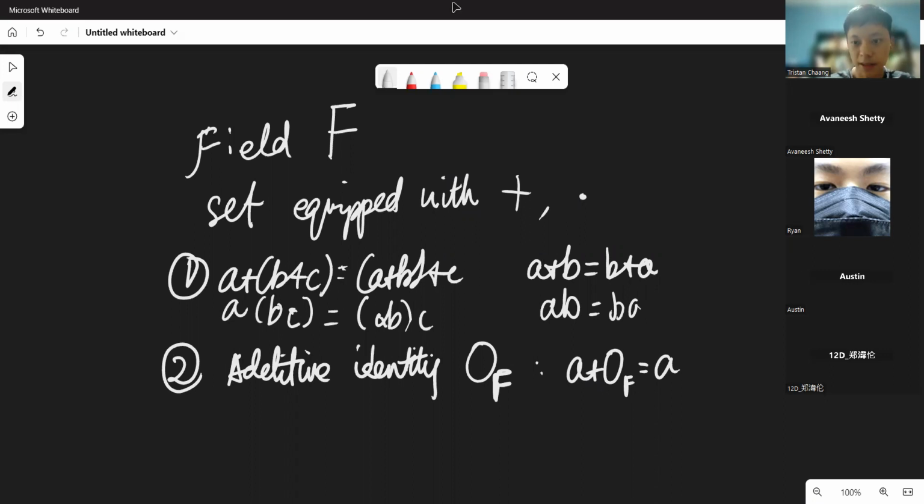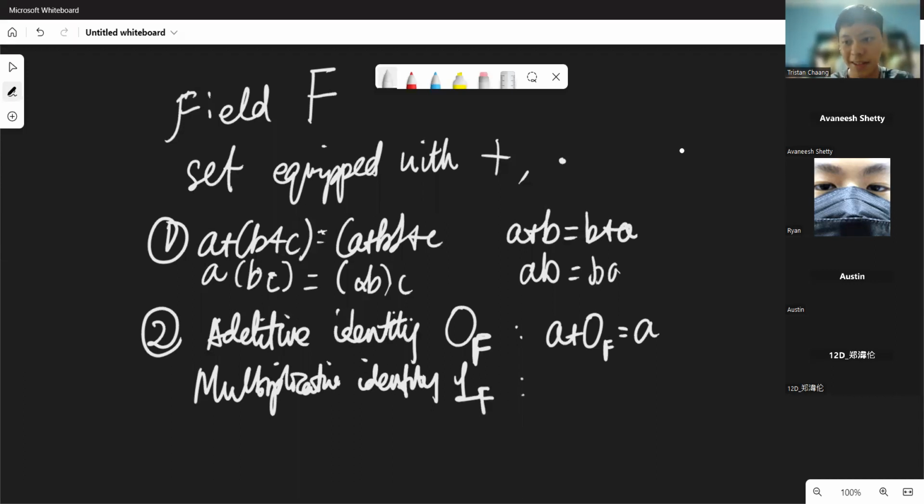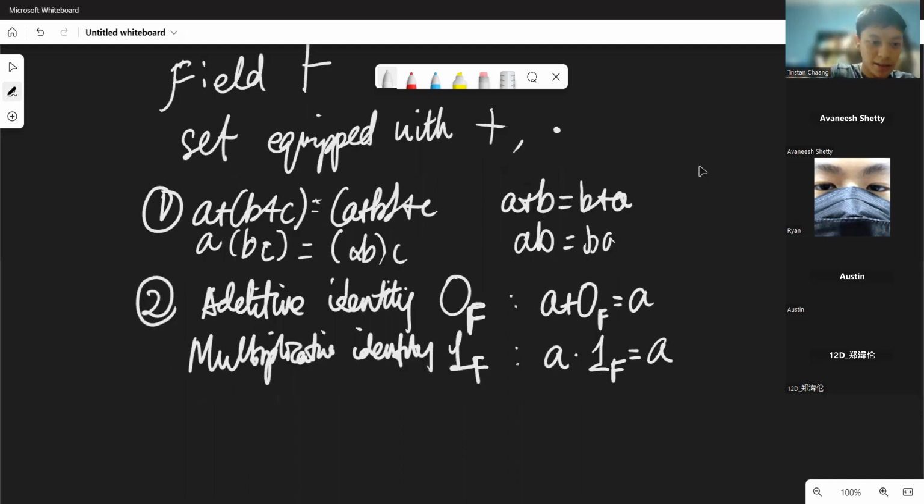Okay. And of course, there's a multiplicative identity, which is called 1. Again, I'll just write subscript F, even though if the context is clear, I can remove the F. So a multiplicative identity is where if you multiply anything in that set by this element, you'll get back the same element. And then the third is what we call inverses.